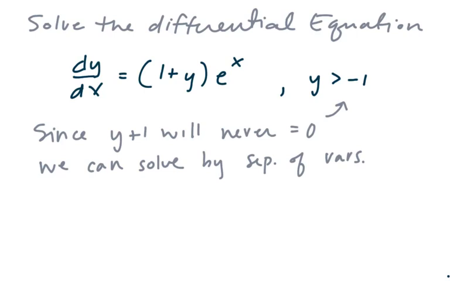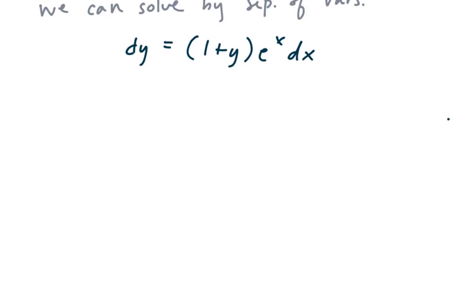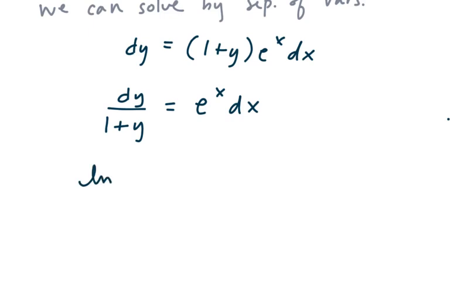So I'm going to multiply by dx on both sides. I'm going to end up with dy equals (1 plus y) e to the x dx. And I can divide by that 1 plus y on the left side of my equation. So now I have dy over 1 plus y equals e to the x dx. And this is very similar to what I derived on the first page.